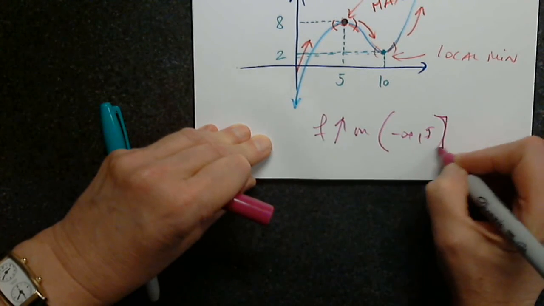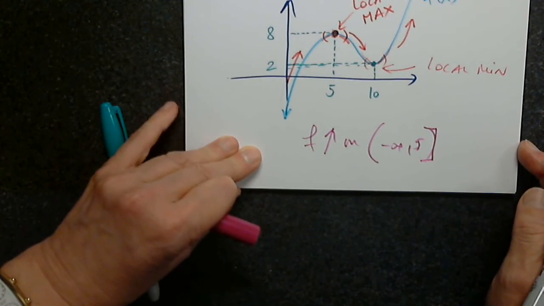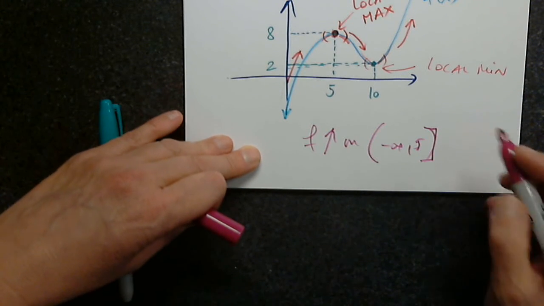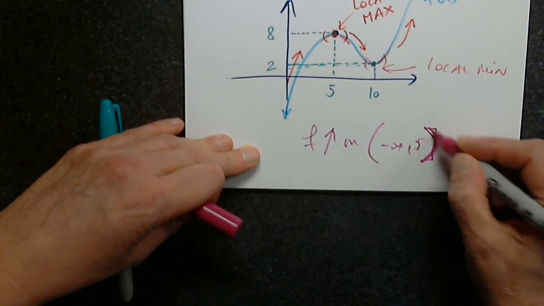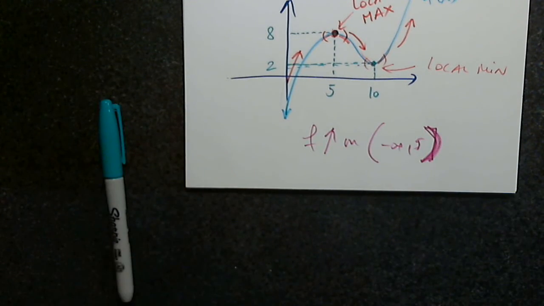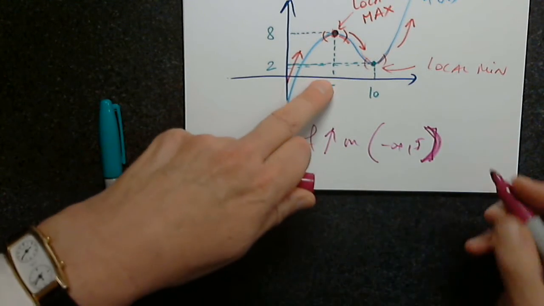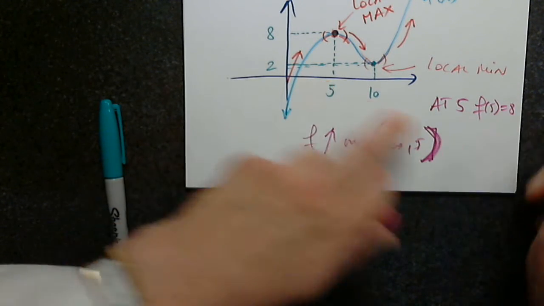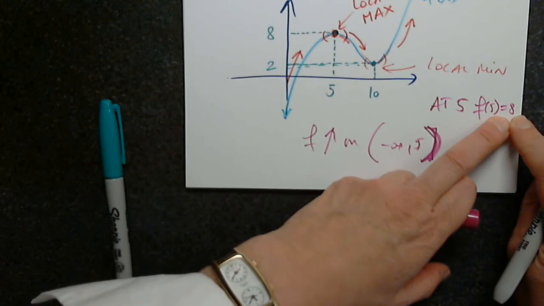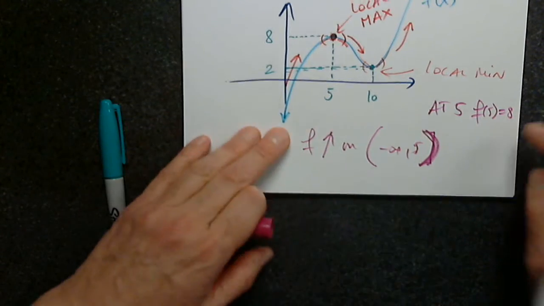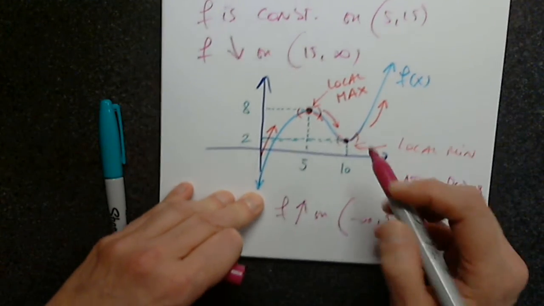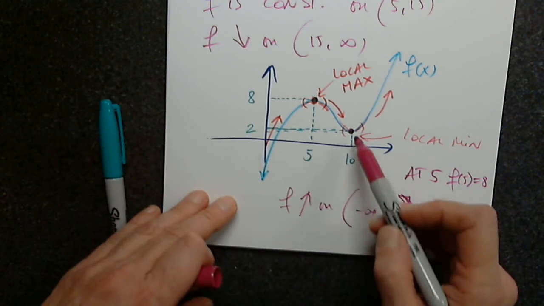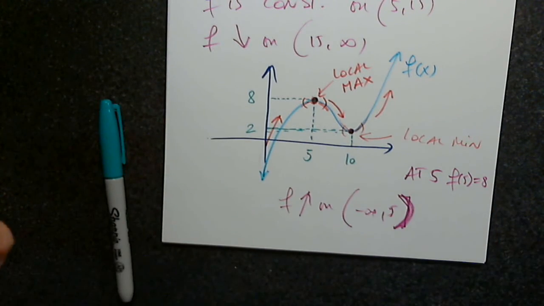We do not write this with a bracket, although this algebra book does it sometimes, but that's wrong. That's why we use an open parenthesis, because at 5, f of 5 is 8, which is not increasing or decreasing. It's constant. It's just one number. Here, the same thing. At this point, it's not decreasing or increasing. It's just one number. At x equals 10, y equals 2.